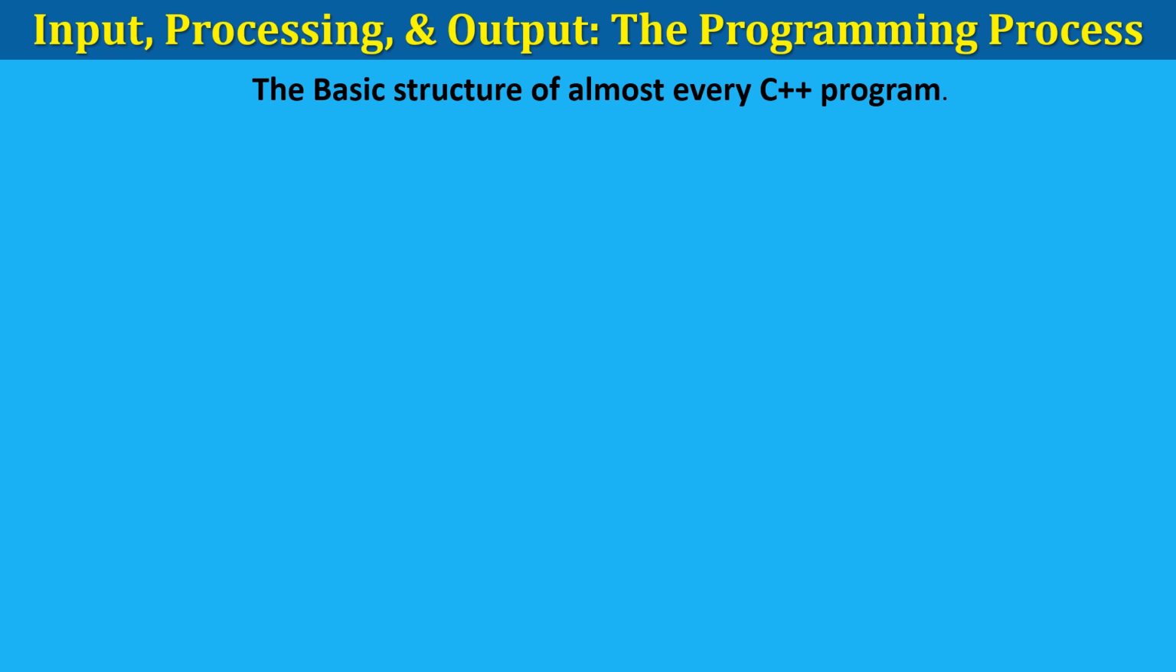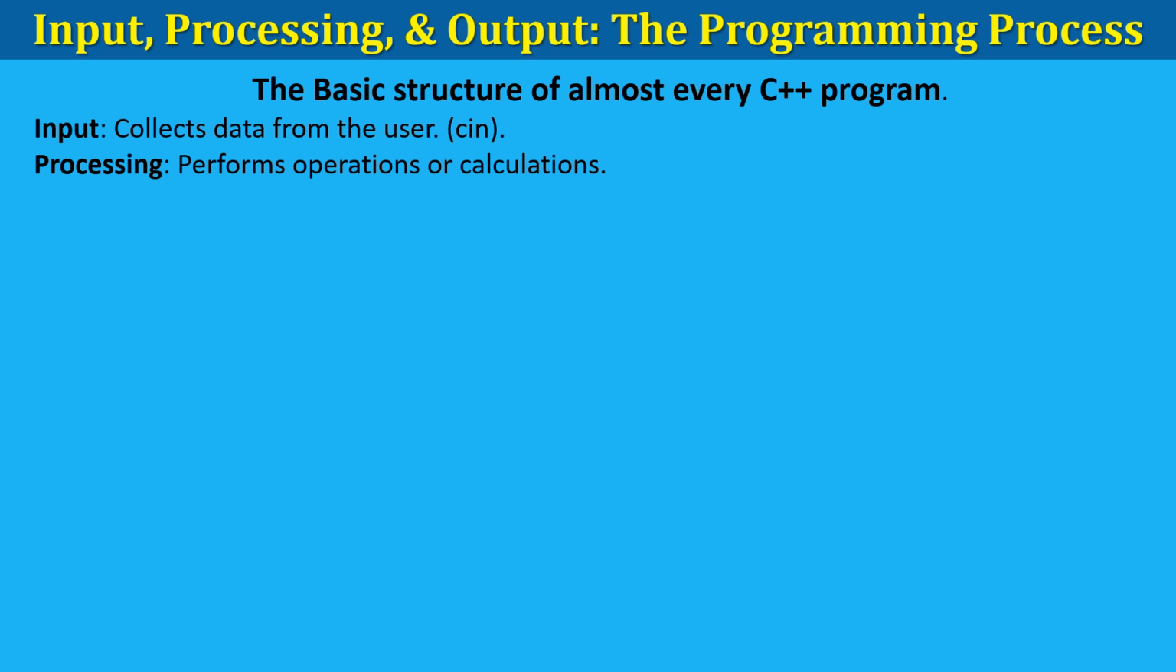Input, processing and output, the programming process, the basic structure of almost every C++ program. Input: this is where the program collects data from the user. In C++, cin is used to capture input. Processing: after receiving input, the program performs operations or calculations on the data. Output: once the processing is complete, the result is displayed to the user using cout.